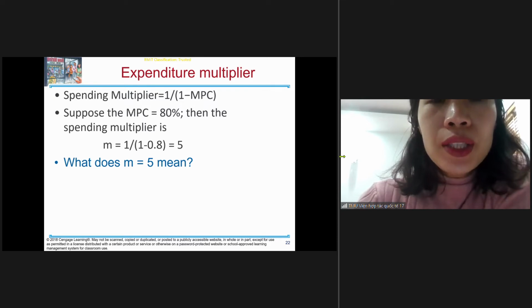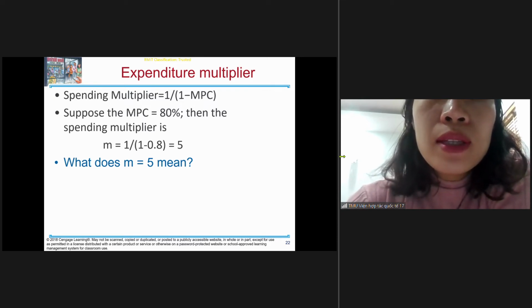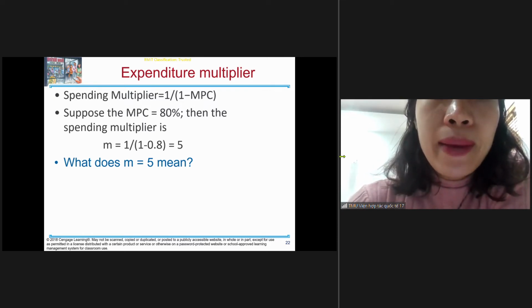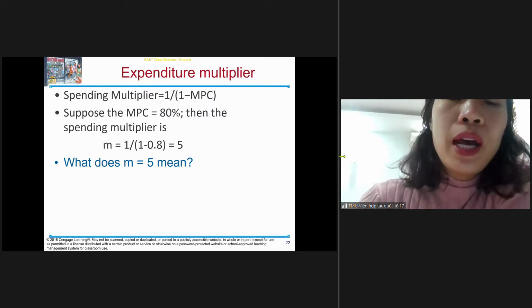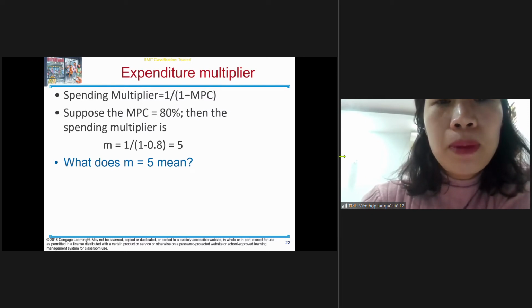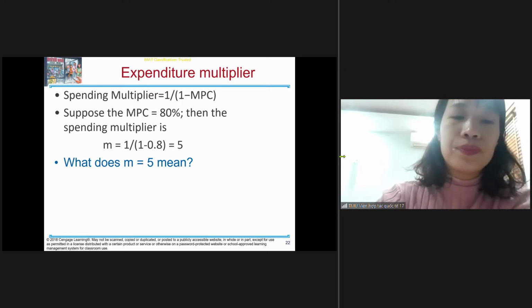Okay, you get it? So here, what you need to remember is the way we can calculate the multiplier and the meaning of the multiplier. Okay, what does it mean? The formula of the multiplier is 1/(1 minus MPC). And the meaning of the multiplier is how much the GDP changes when we change the consumption.